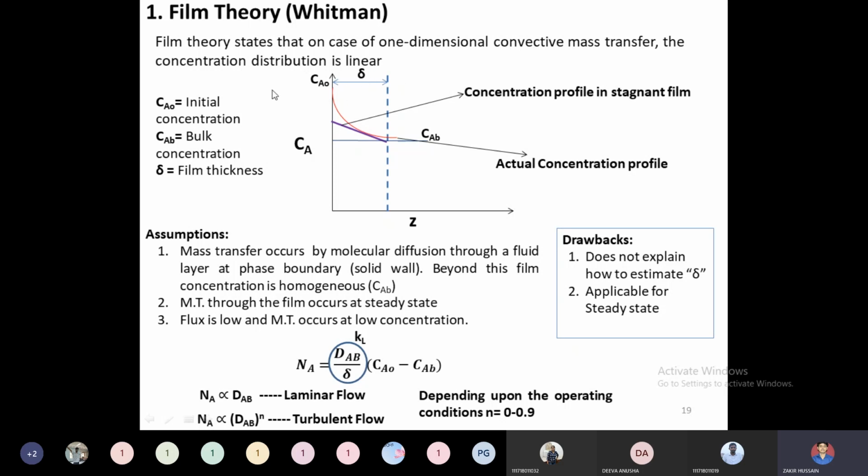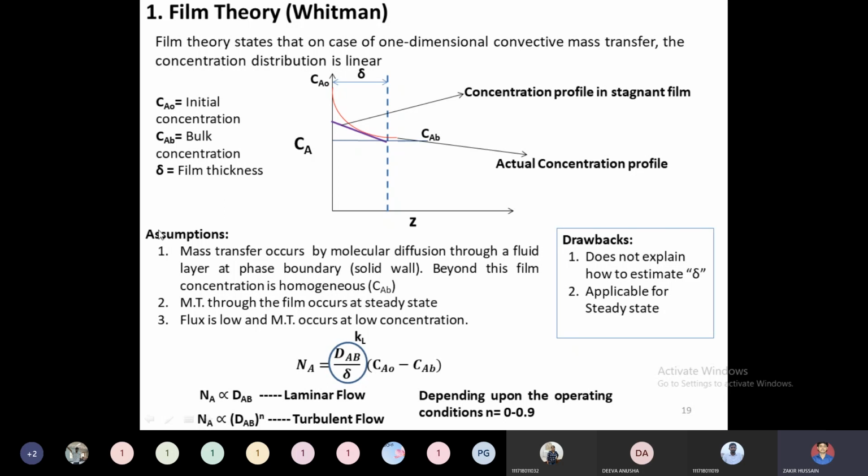According to the film theory, this concentration profile will be linear. It will change linearly, whether it is a straight line when the film is stagnant, or, when the film is not stagnant, a curvature, but it is still varying linearly. Flux varies linearly with respect to concentration. So this is a one-dimensional convective mass transfer operation, in which the concentration distribution will be linear.